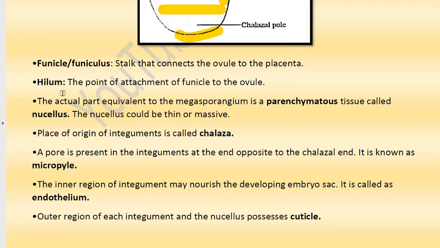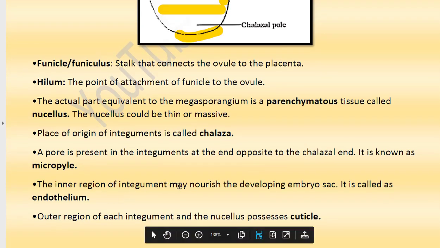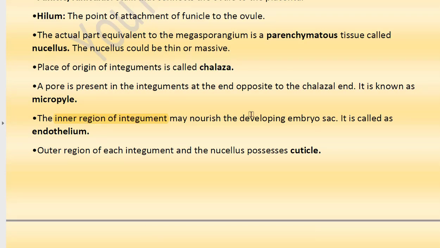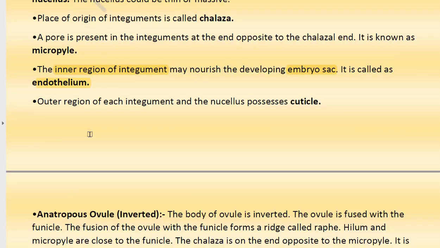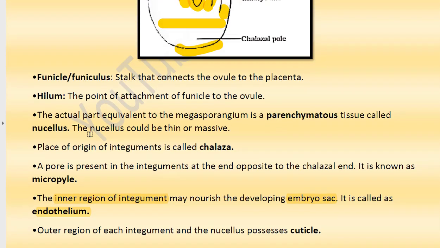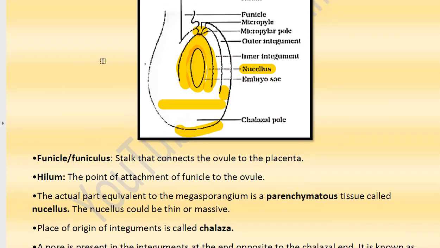Next point says that the inner region of the integument may nourish the developing embryo sac and it is called endothelium. This means that the innermost region of the foldings may nourish the embryo sac and it is known as the endothelium. This term endothelium we are familiar with because we saw it in the case of anthers also. Now the outer region of each integument and the nucellus possesses cuticle. So after each integument there is a cuticle coating, you can say.